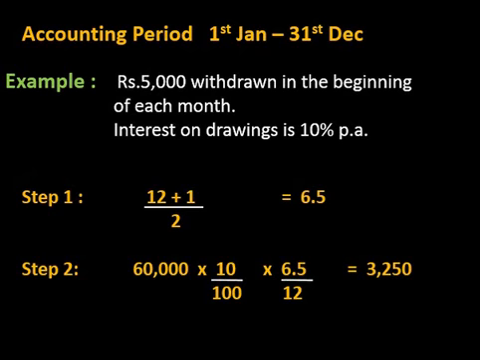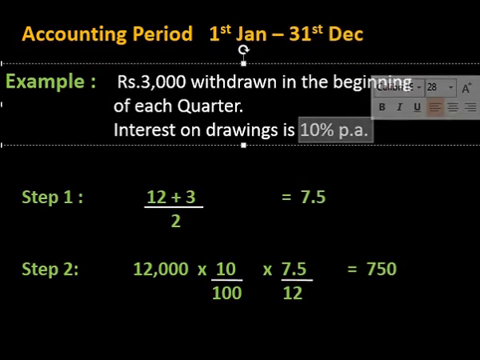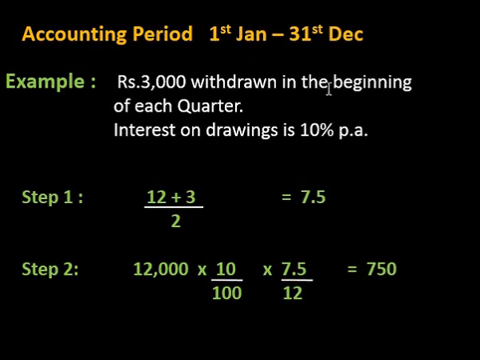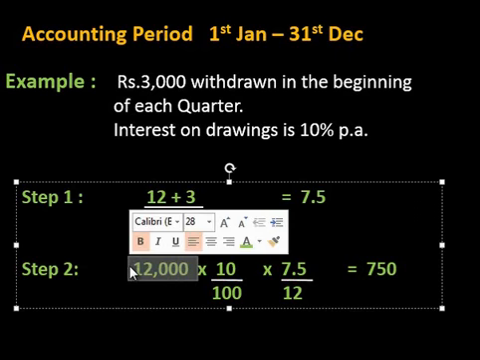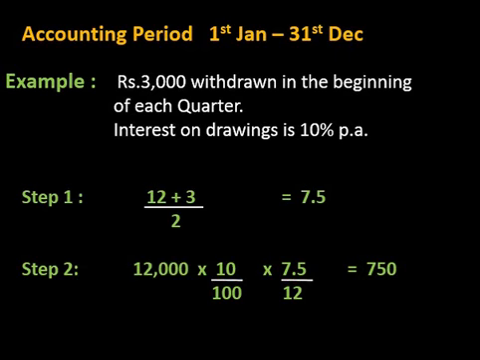Let us see another example. Here I am withdrawing 3,000 in the beginning of each quarter. The rest of the things are the same: accounting period is 1st Jan to 31st December, and interest on drawing is 10% per annum. Rupees 3,000 withdrawn in the beginning of each quarter. As you know there are 4 quarters in a year, so the amount is withdrawn 4 times. It means total drawings will be 12,000.